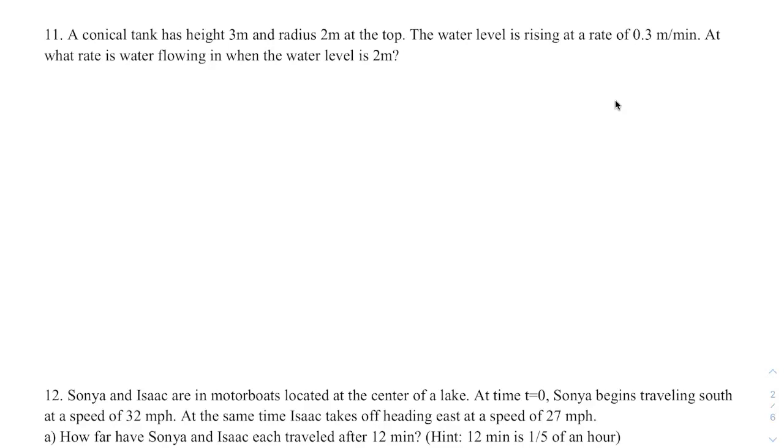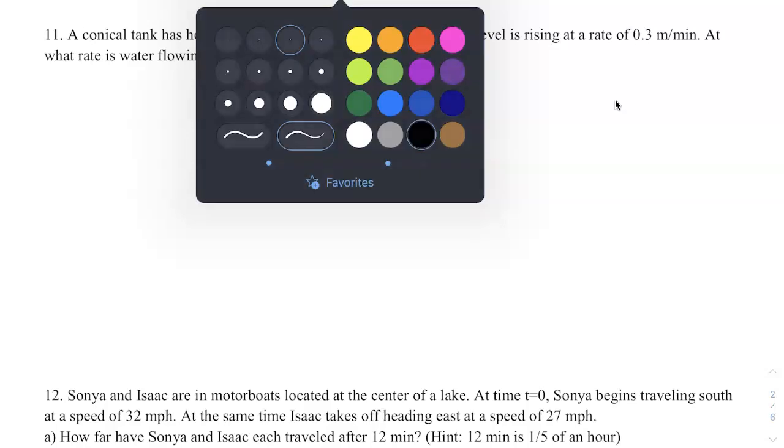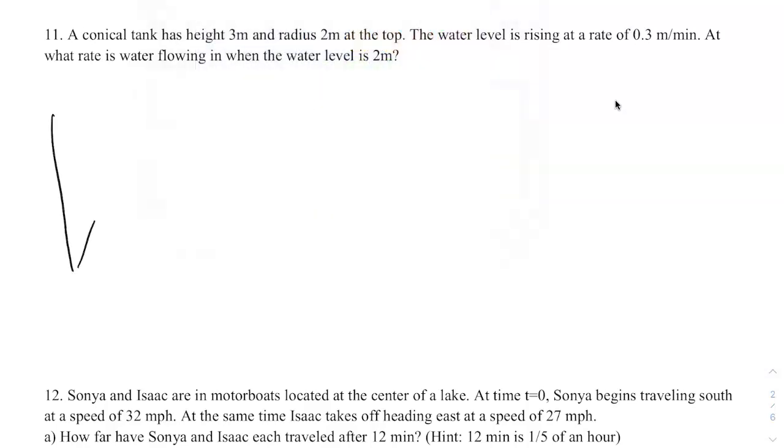A cylindrical tank has a height of 3 meters and a radius of 2 meters at the top. The water level rises at a rate of 0.3 meters per minute. At what rate is the water flowing in when the water level is 2 meters? So similar type of problem. And we have a water level right here. So the height is 3. The radius is 2.